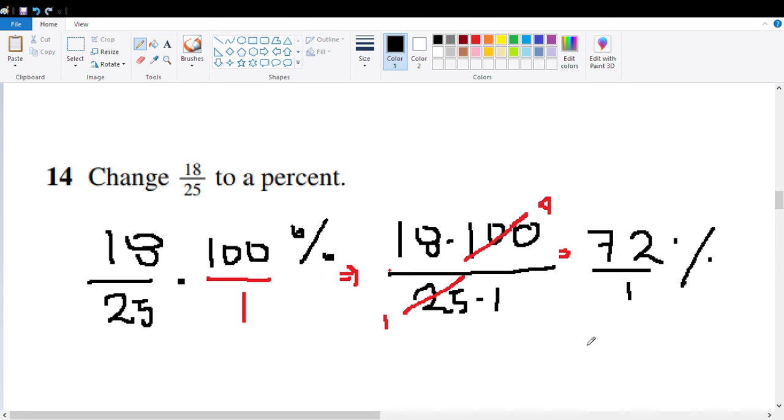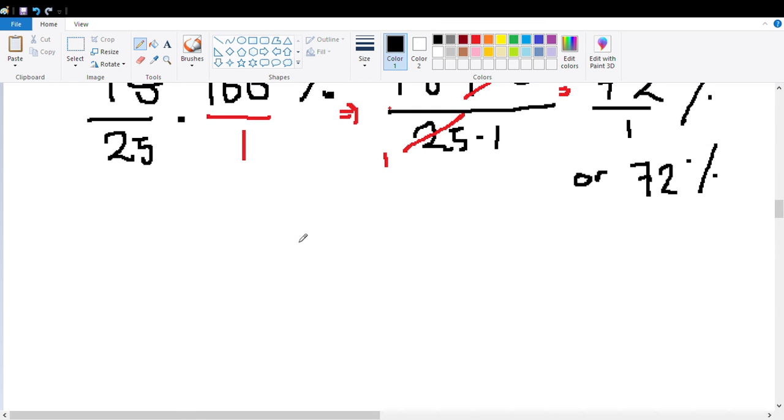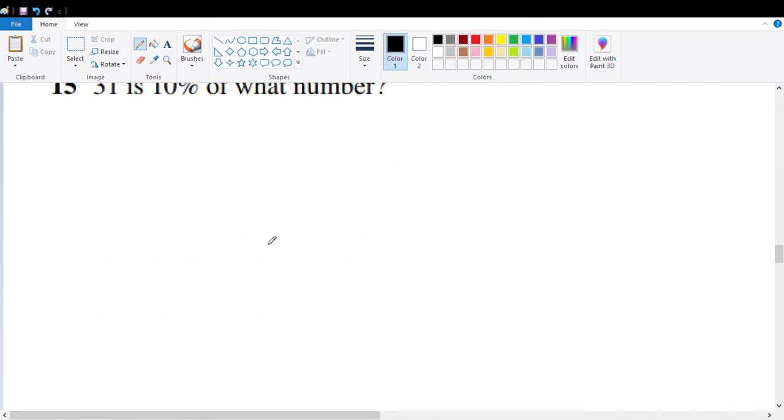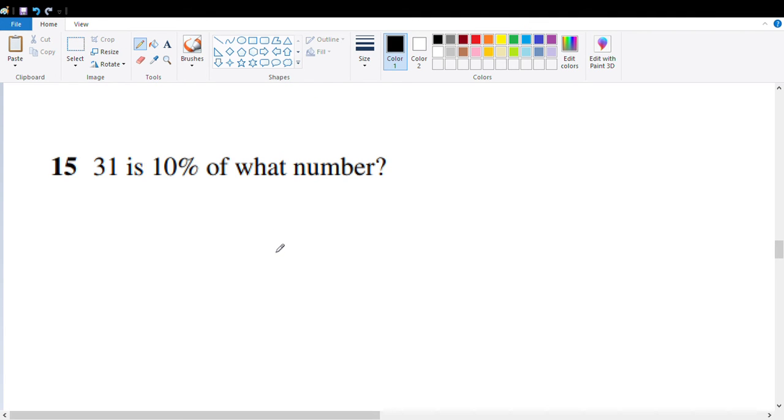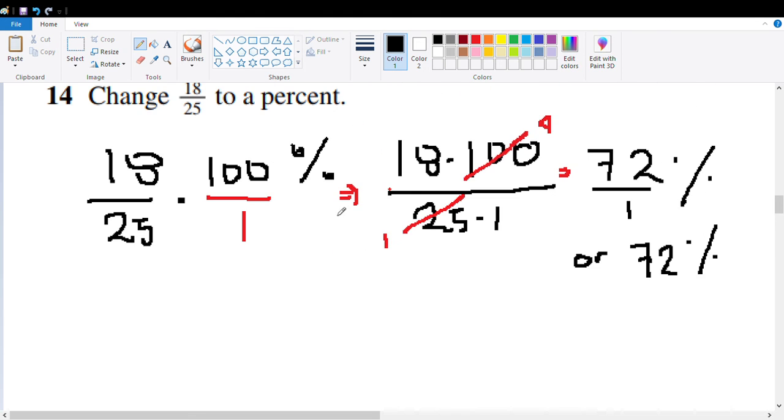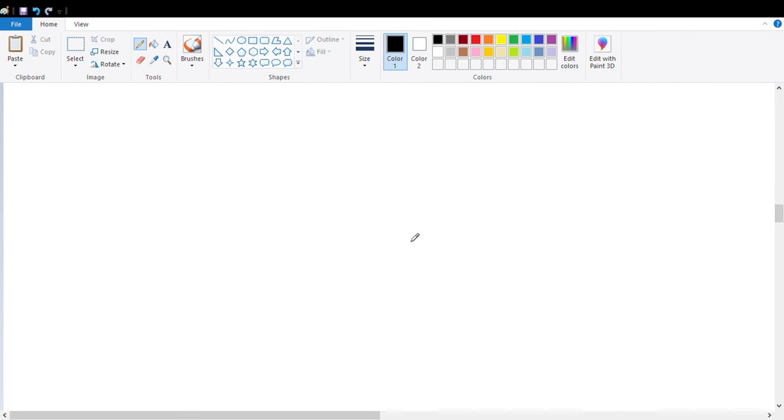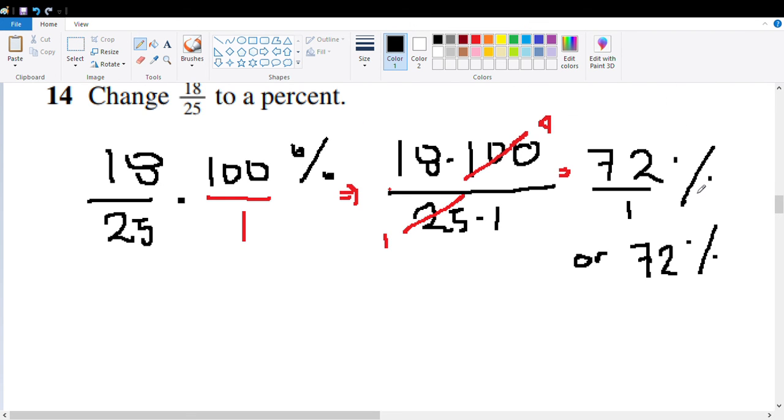72 over 1%, or essentially 72%. So that's how you do 14. Just multiply it by 100%. That's the easiest one. And if you get a fraction, that's okay.